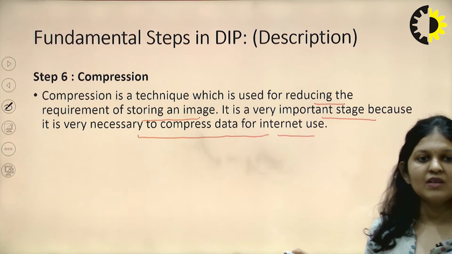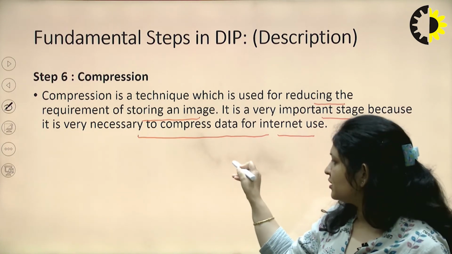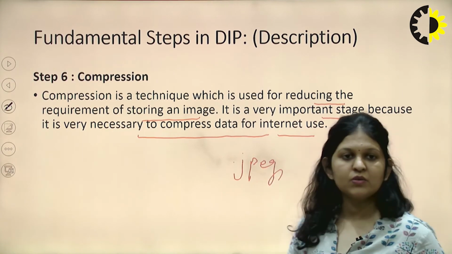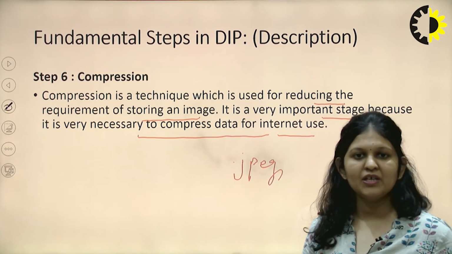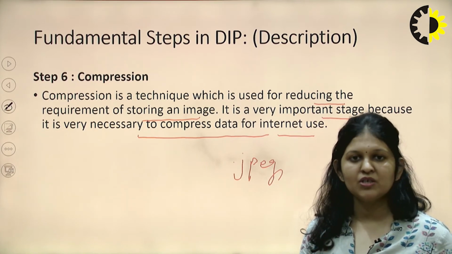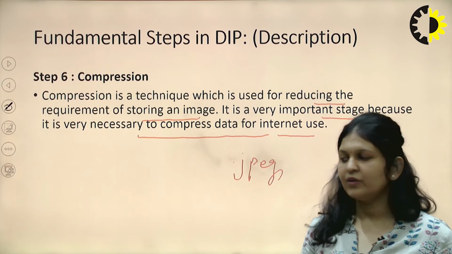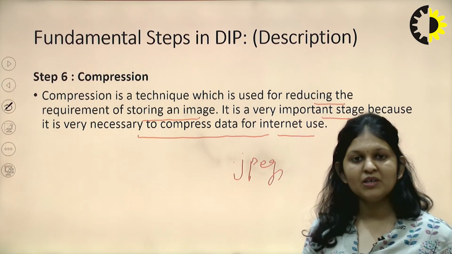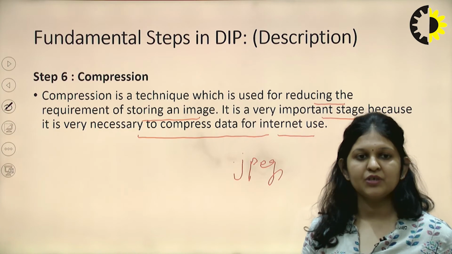So we use various formats such as JPG images. Before we store an image in this format, it automatically reduces the size of the image, and the quality is also quite good for internet use, so that it is not much different from the originally captured image.